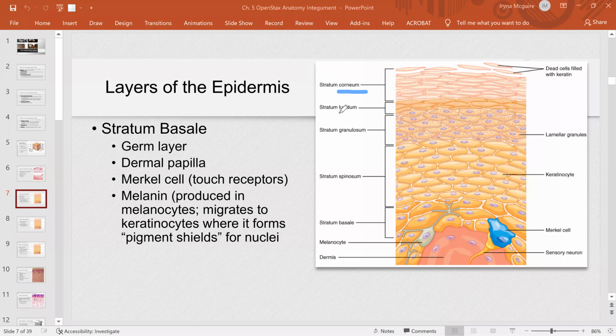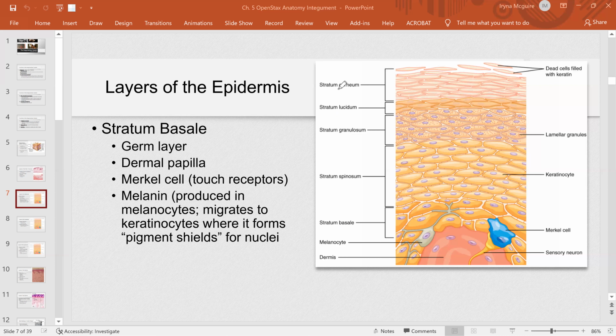stratum corneum, stratum lucidum, granulosum, spinosum, and basal. Another name for stratum basal is stratum germinativum. That's a hard name. So basal is fine because it's on the base. There is a mnemonic to remember them in order, and the mnemonic is: come, let's get sunburn. You put the first letters of each word, and it's CLGSB, come, let's get sunburn.